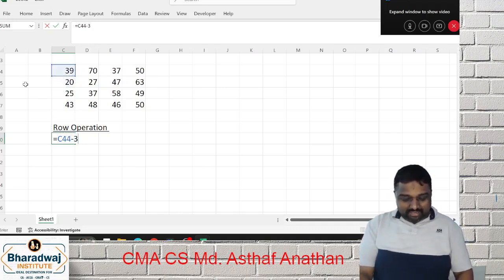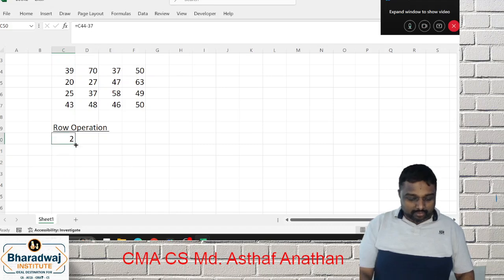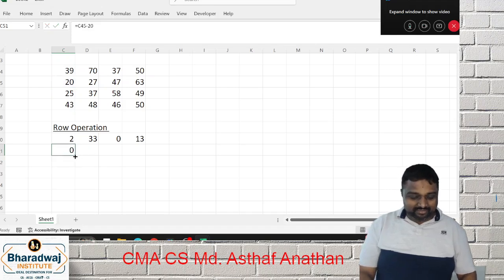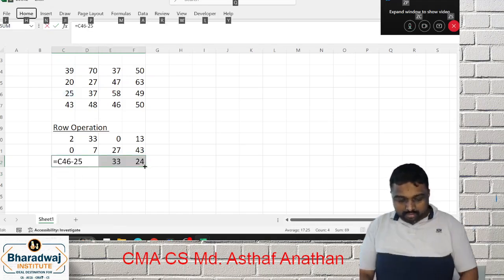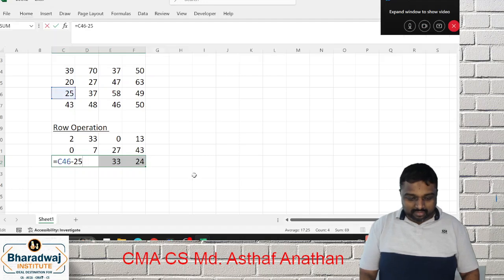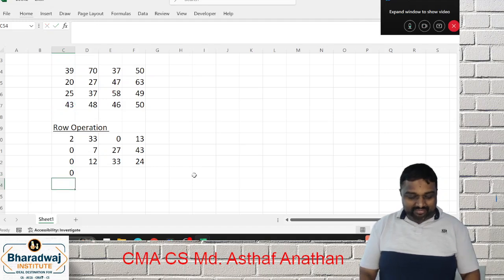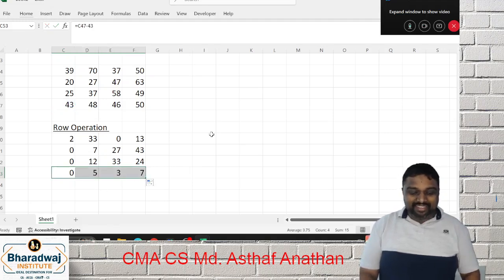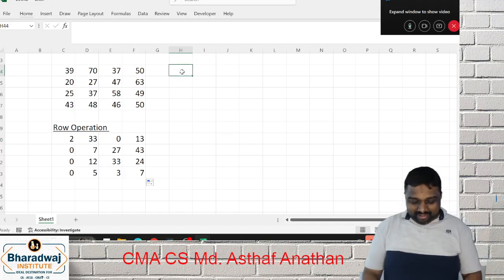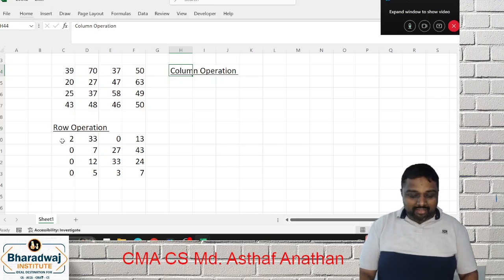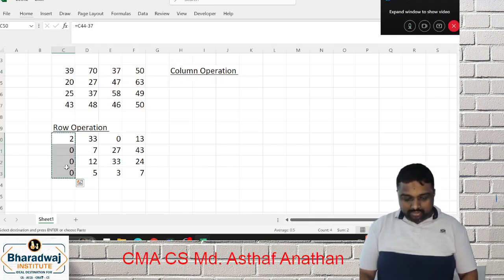The row-wise least number is 37. We have to proceed. The next least number is 20 itself. Next is 25. Now proceed, the next lowest number, again 43. Once the row operation is over, we have to proceed with what? The column operation. In two columns we already have 0, so it will not change.